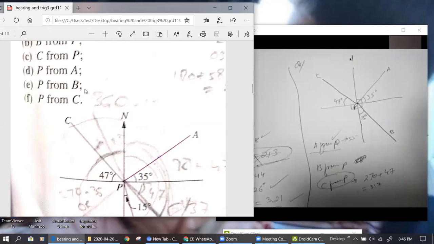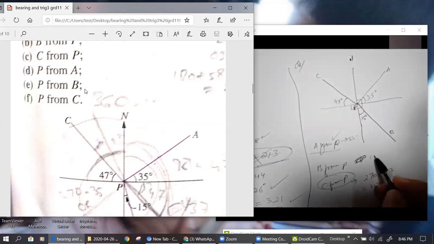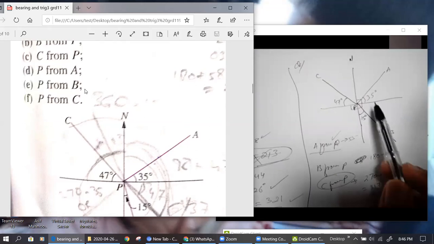180 minus 15. Simple as that. Simple, right? So first you calculate this one and then add 90, right? Better you just subtract this one and you need till here.